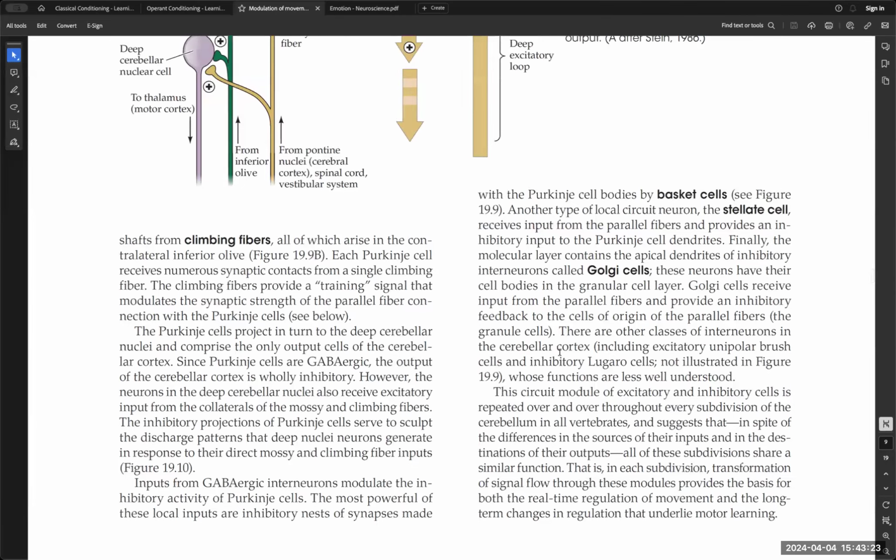There are two other types, as you can see here, excitatory interneurons, which we call brush cells, and another type of inhibitory, which we call Lugaro cells. In the unipolar brush cells, we don't know their function in the cerebellum, but they exist.